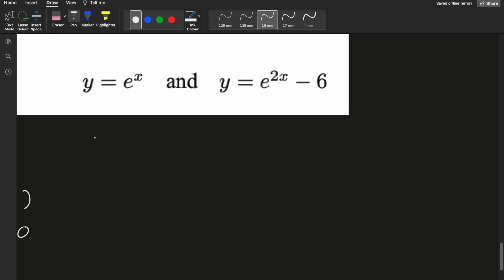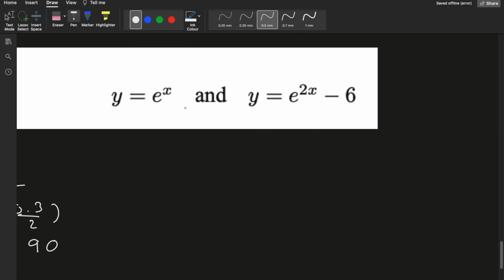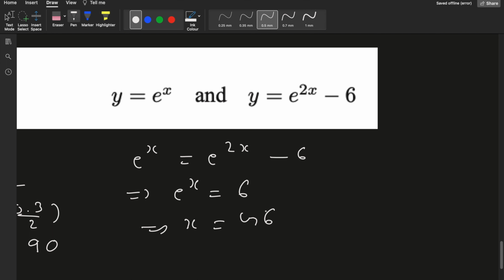Alright, that was easy. Now we have to find the intersection points of these two equations. Let's equate them first. This is essentially what we get. If we rewrite this, this is what we get. And the value of x would be ln 6. That is 1.79 to 3 significant figures.